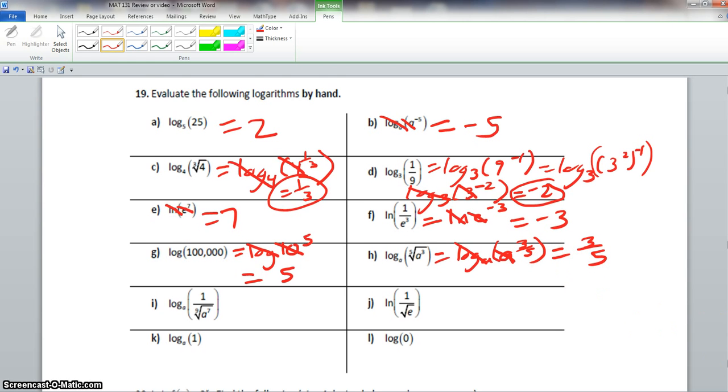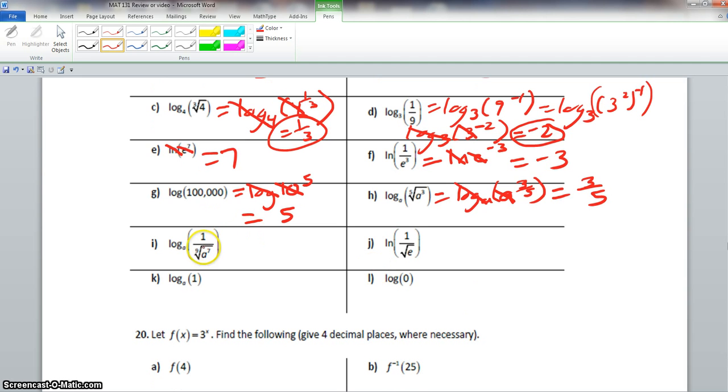Now we come down here to I. We have log base a of 1 over the 9th root of a to the 7th. So this will give you log base a of a to the negative 7/9 power. The log base a and this a will simplify out, and your final answer will be negative 7/9. Now this will give us the natural log of e to the negative 1/2 power, and the natural log and e will simplify out and leave us negative 1/2.